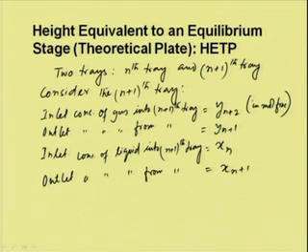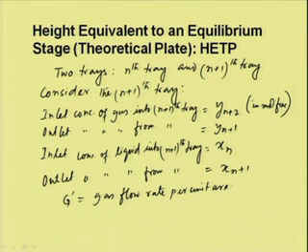And let us consider G dash, the gas flow rate per unit area, and L dash, the liquid flow rate per unit area. So, both are assumed constant.